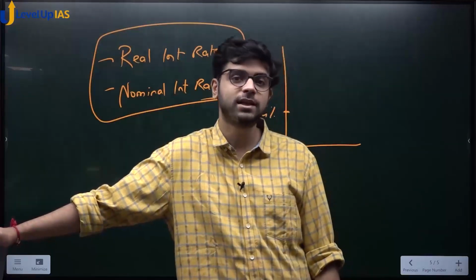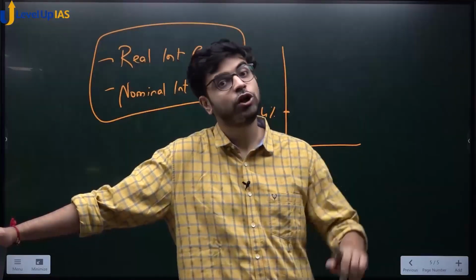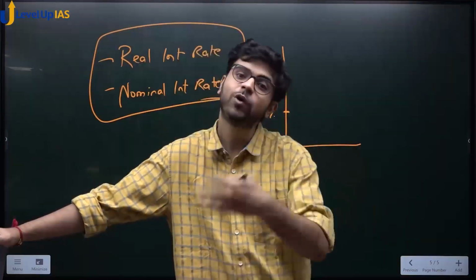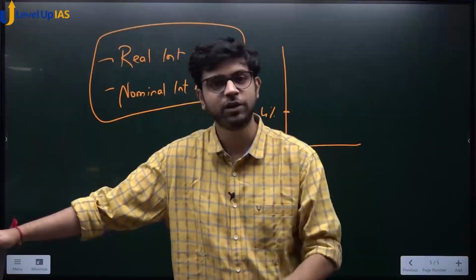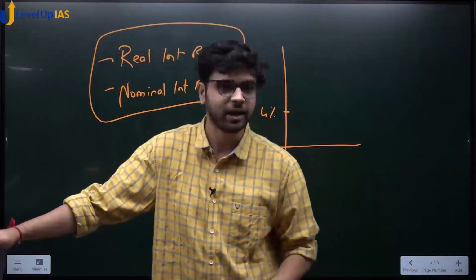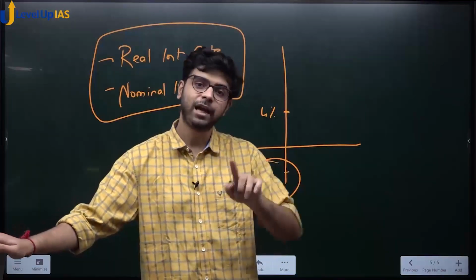Dollar's demand is increasing. What will happen to the value of dollar? Dollar will gain in value. And yen, you are pushing yen, so yen supply is increasing. Yen's value will fall down. Yes or no? So dollar becomes stronger. Yes or no? So Japan's currency yen becomes weaker.